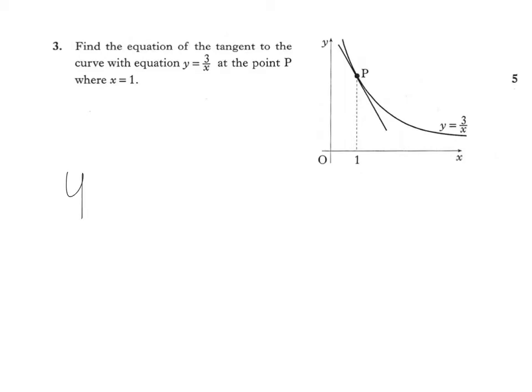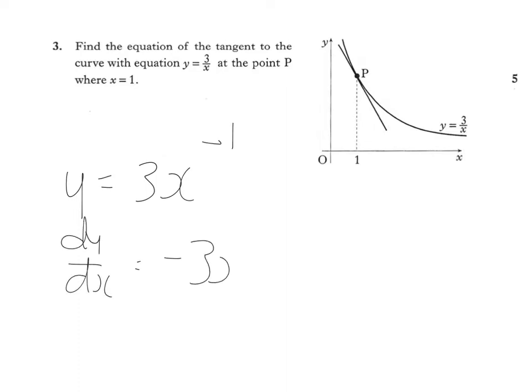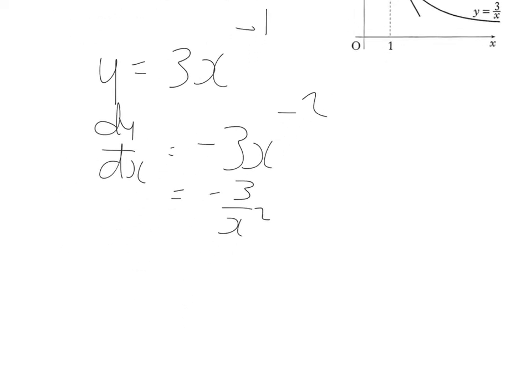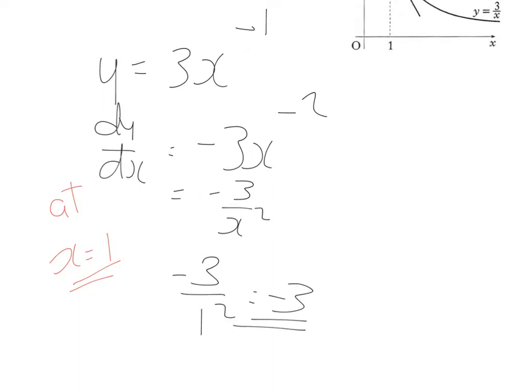So I'm going to first of all prepare to differentiate, and 3 over x is going to be 3x to the minus 1. Then I'll differentiate, and that gives me minus 3x to the minus 2. Bring the minus 2 back down, and that's minus 3 over x squared. I'm looking at the gradient of the curve when x is equal to 1. So I'm going to sub in x equals 1, and that will give me minus 3 over 1 squared, and that's minus 3. So the gradient is minus 3.